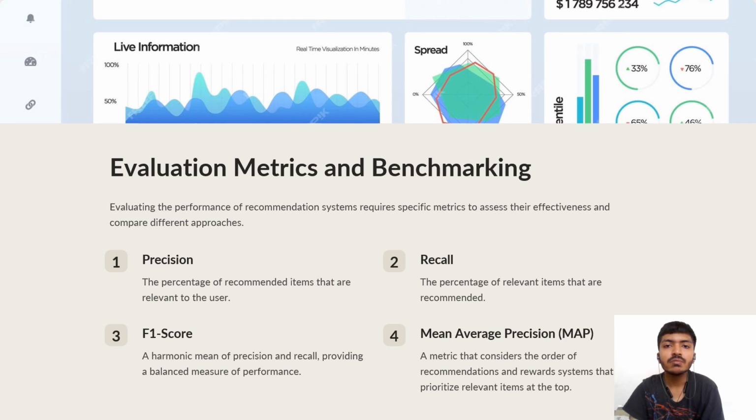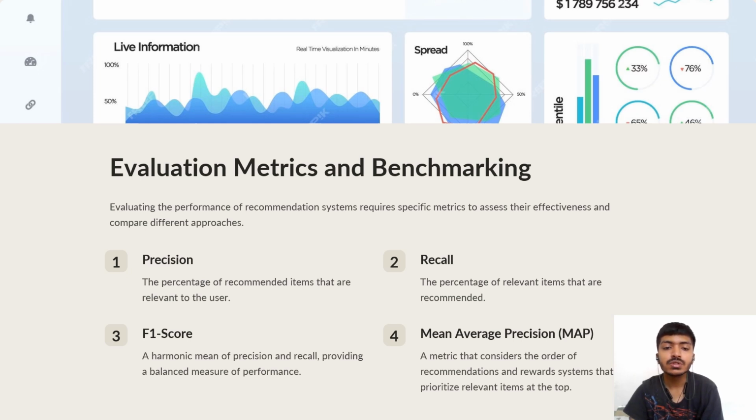Evaluation metrics and benchmarking. Evaluating and benchmarking recommendation systems are critical to understand their performance, compare different algorithms, and ensure that they meet the needs and business goals. So here are the key evaluation metrics and benchmarking approaches in recommendation systems. The first one is precision. Precision is the percentage of recommended items that are relevant to the user. Second, recall, the percentage of the relevant items that are recommended.